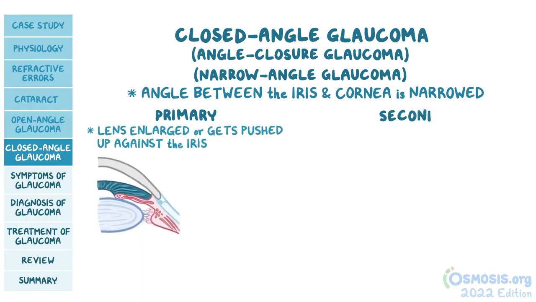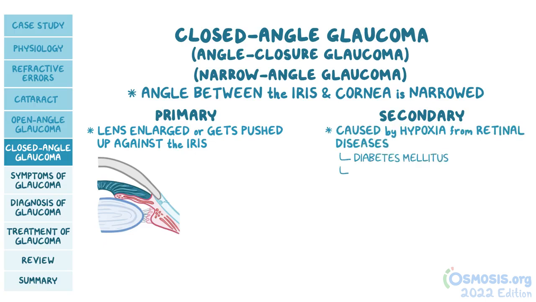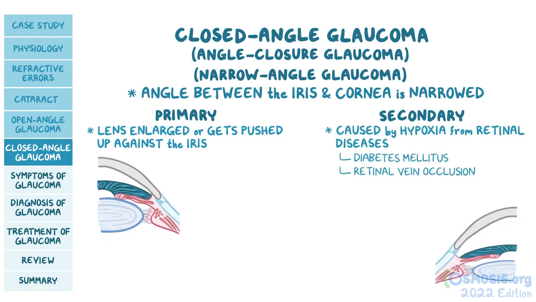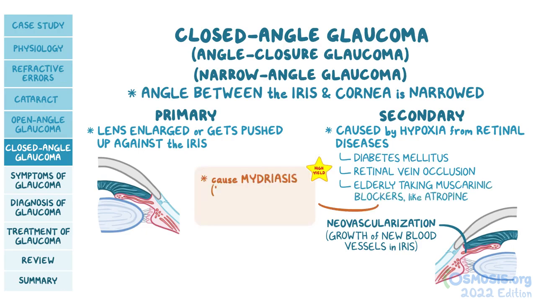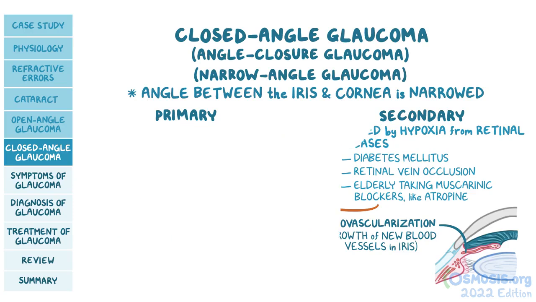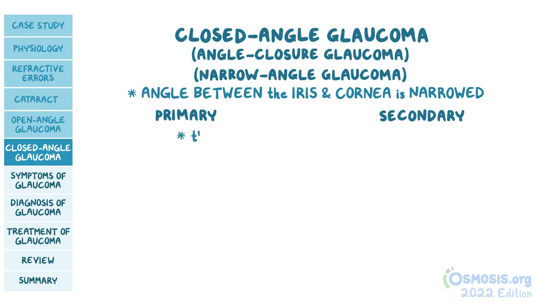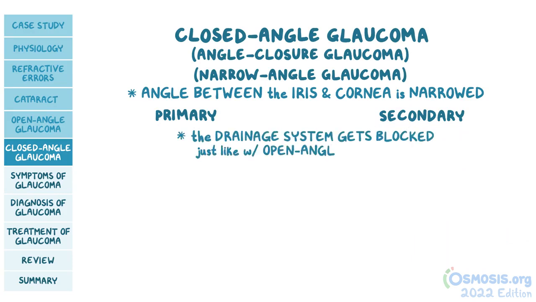On the other hand, secondary cases are caused by hypoxia from retinal diseases, like diabetes mellitus or central retinal vein occlusion. This hypoxia induces neovascularization, or growth of new blood vessels in the iris, which is pushed anteriorly, closing the angle. Another secondary cause of closed-angle glaucoma, common in the elderly, is taking muscarinic blockers, like atropine. These medications can cause mydriasis, or pupil dilation, thus reducing aqueous humor outflow. In both primary and secondary cases, the result is the drainage system gets blocked, just like with open-angle glaucoma.